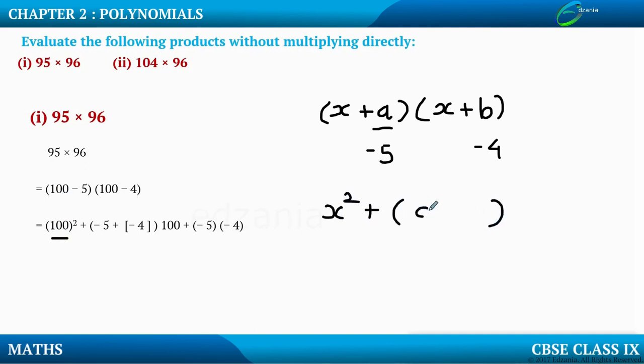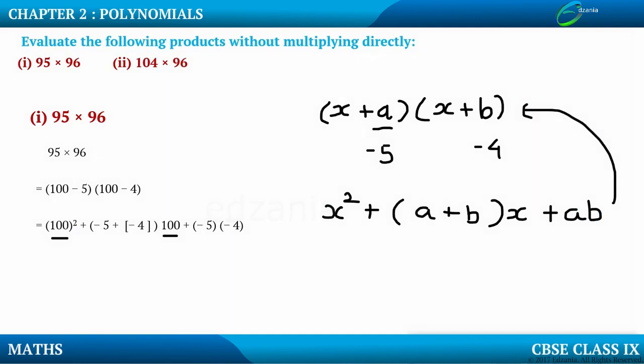Then x square plus (a + b) x. a + b means what? a + b means minus 5 plus minus 4, because a is minus 5 and b is minus 4. So (a + b) into x, into x means into 100 again. You can see (a + b) x, plus the last term is ab. ab means a into b, that is minus 5 into minus 4. So when we apply this, we get it like this.